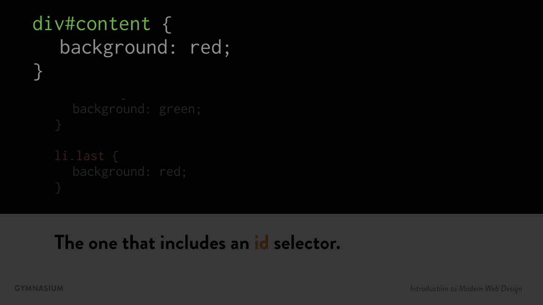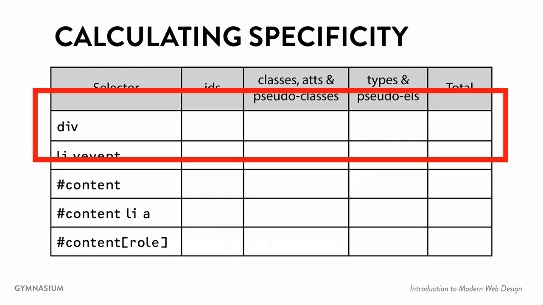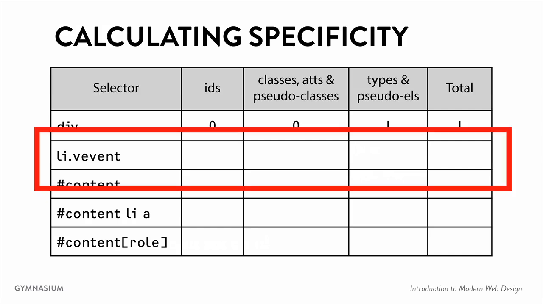So let's do a couple of examples calculating specificity. We'll start with the div. It has 0 IDs, 0 classes, attributes, and pseudo-class selectors, 1 type or pseudo-element because it has a type selector for div, so its specificity would be 1. Now li.vEvent has 0 IDs, 1 class, and 1 type. Therefore, it has a total of 11. Because as you remember, classes have a specificity of 10 in this calculation. So 10 plus 1 is 11.